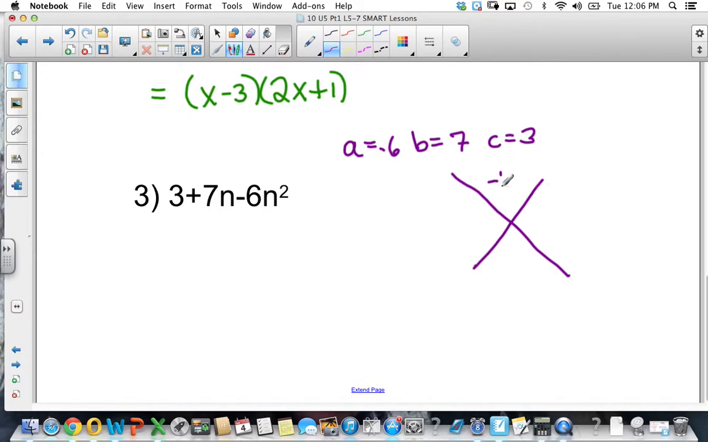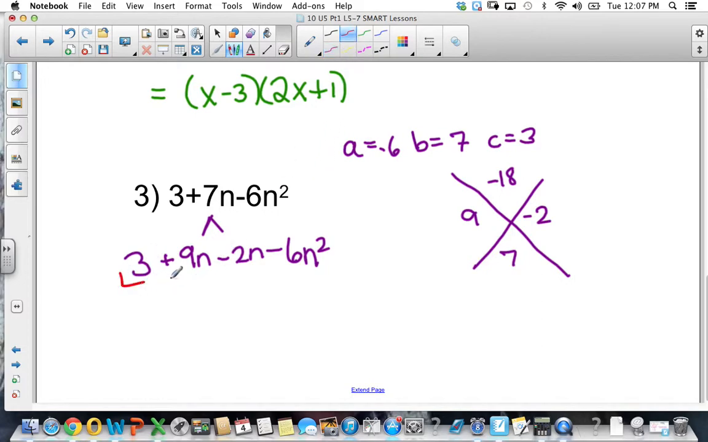A times C is negative 18, and 7 is our B. Looking for a product that gives us negative 18, therefore one number has to be positive and the other one negative, and the sum is 7, and those are the 2 numbers that work. So the 7n breaks apart to 9n minus 2n. Again, the order of those 2 terms does not matter. Bring down the first and bring down the last. So now I'm going to factor out the GCF of the first 2, and that is 3, and you're left with 1 plus 3n.